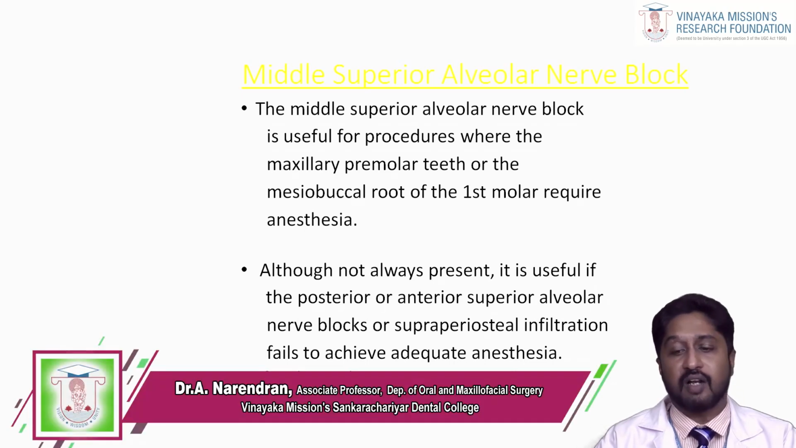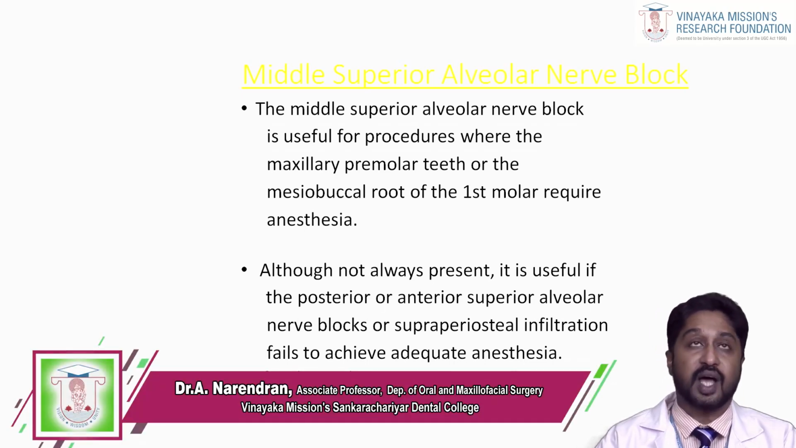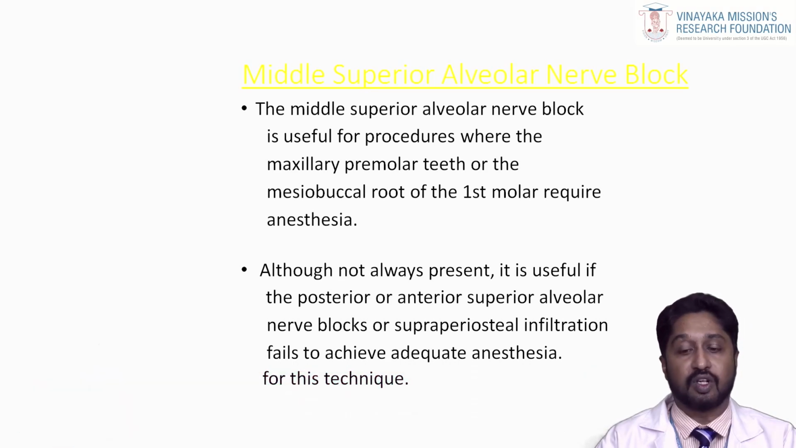The middle superior alveolar nerve block is useful for procedures where the maxillary premolar teeth or the mesiobuccal root of the first molar require anesthesia. Although not always present, it is useful if the posterior and anterior superior alveolar nerve blocks or supraperiosteal infiltration fail to achieve adequate anesthesia. In some cases the middle superior nerve will be absent, and if that is not working out, you go for the anterior superior and the posterior superior nerve block.